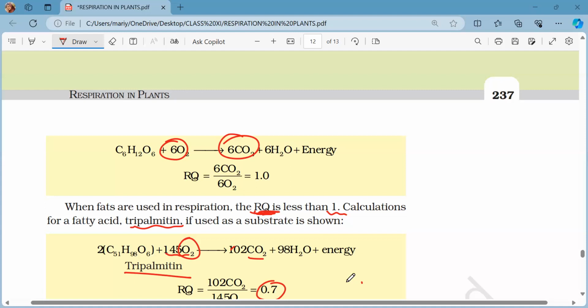No doubts? Okay. Very good. All right. So we are done with this chapter.